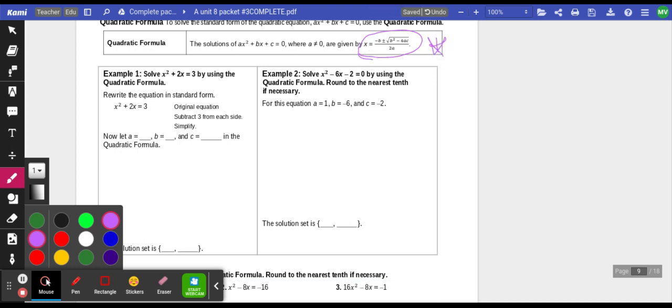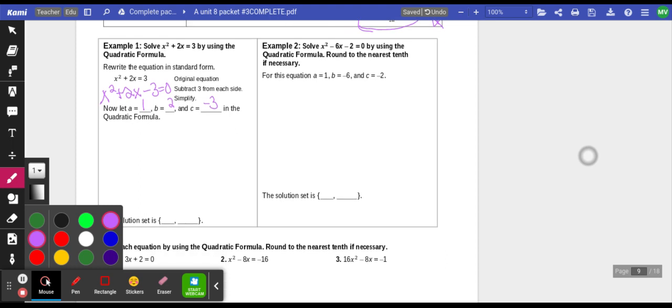You must memorize this. So the first thing we're going to do to solve example 1, x squared plus 2x equals 3, is we're going to rewrite it in standard form. So I need to subtract 3 from both sides. So that gives me x squared plus 2x minus 3 equals 0. Now that it's in standard form, I can tell that a, which is the coefficient of x squared, is 1, b, coefficient of x is 2, and c, the constant, is negative 3.